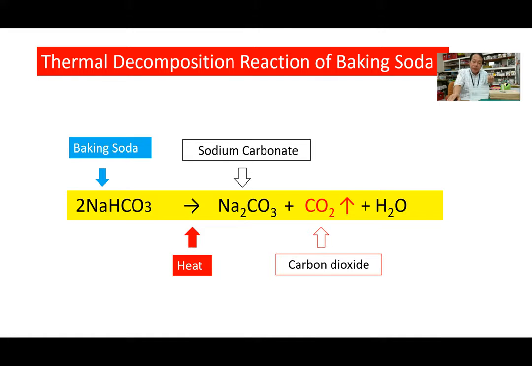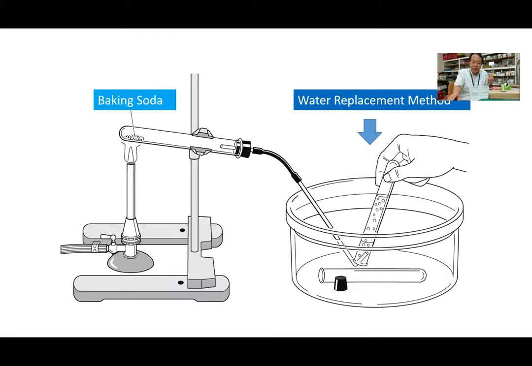If we're doing this chemical reaction, usually we need this kind of apparatus. This is the gas burner for heating, and this is the test tube. We put some baking soda in the tube and heat it. Then it produces carbon dioxide, which goes through the rubber tube and the glass tube.